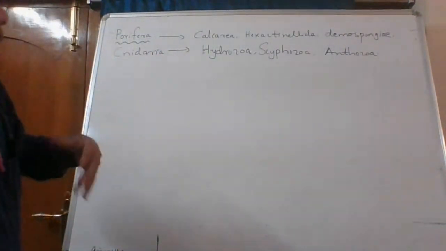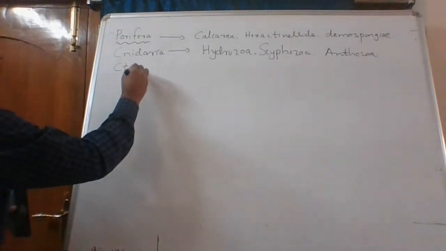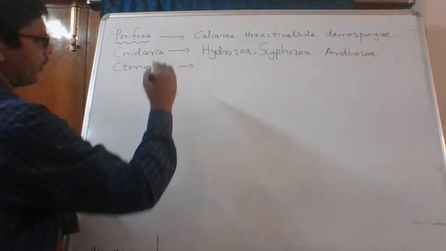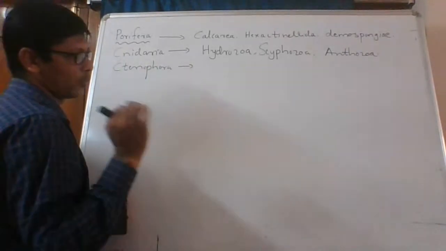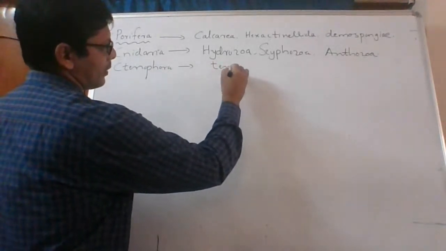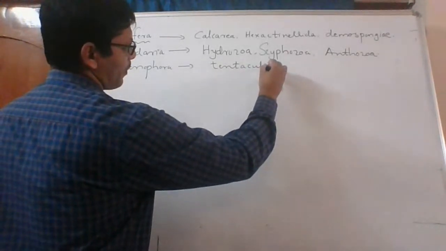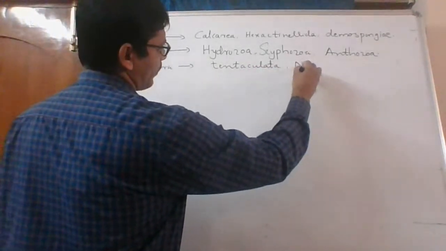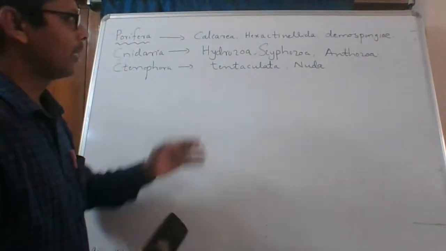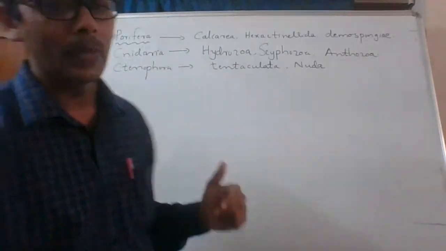Next, let us continue with the next phylum, that is Ctenophora. In this Ctenophora, there are two classes. One is Tentaculata. The other one is Nuda. Okay, again, let us start our song from here.